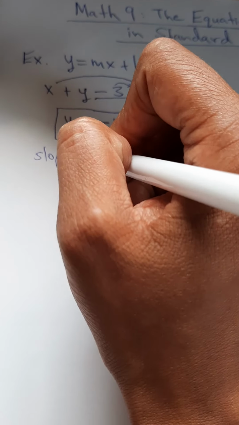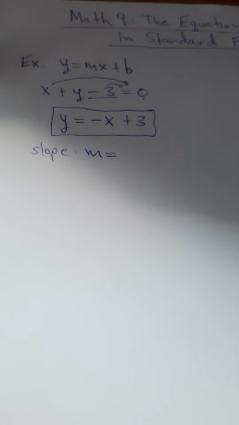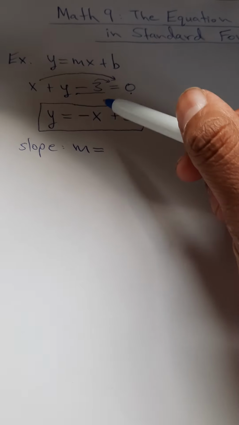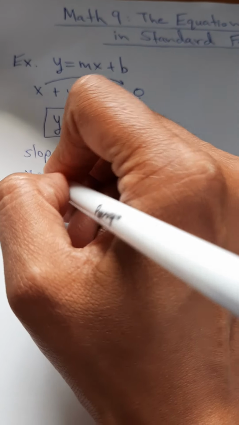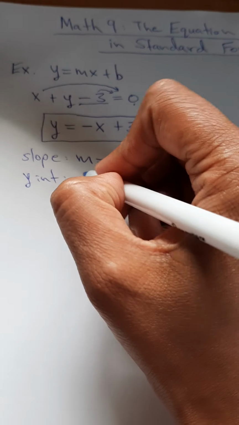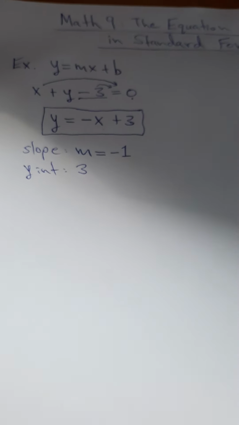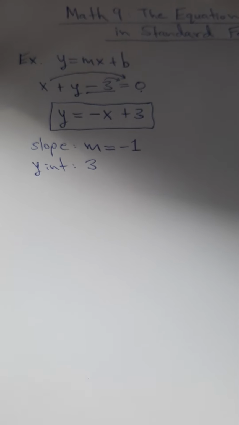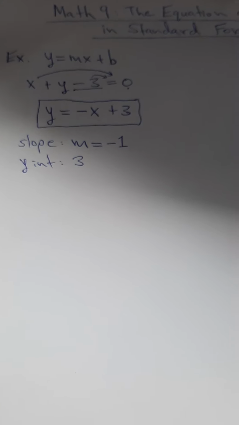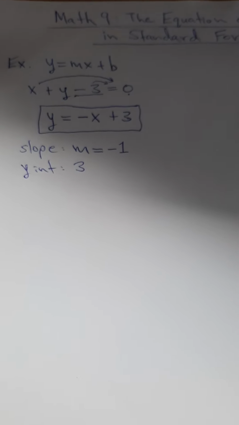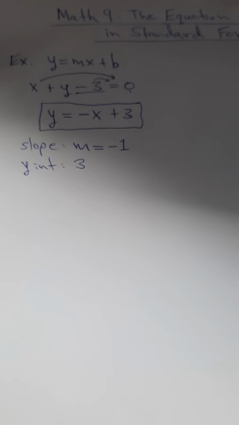The slope, again, use the lowercase m, is whatever is found in front of the x, which is negative 1. The y-intercept, in this case, is the other number here, which is positive 3. This is really important when you're using the slope-intercept form. When I have the slope and the y-intercept, I can draw the graph of this line very easily, and that's the reason you're changing it into the slope-intercept form.